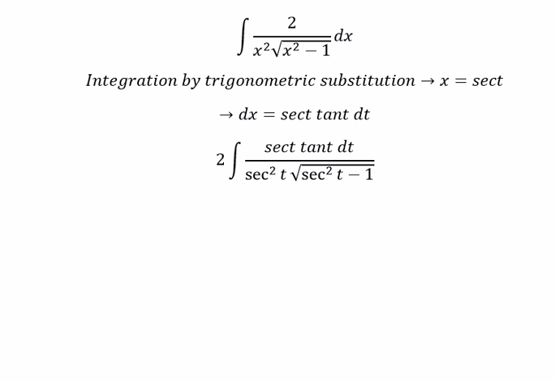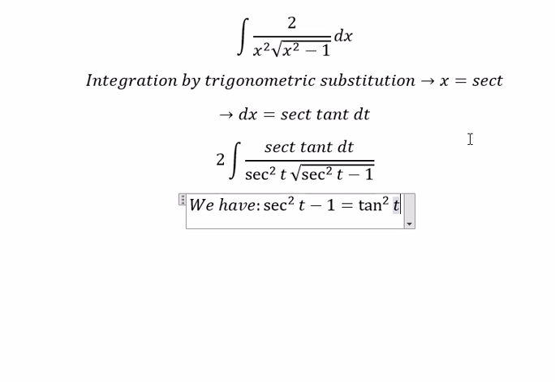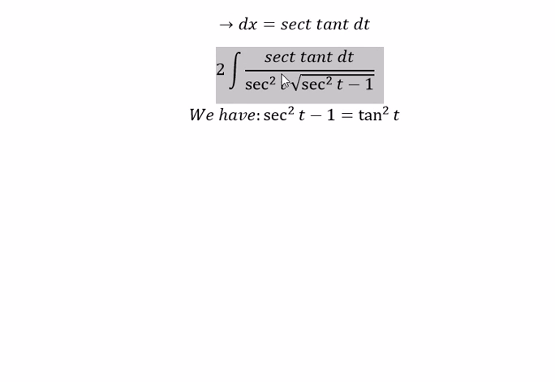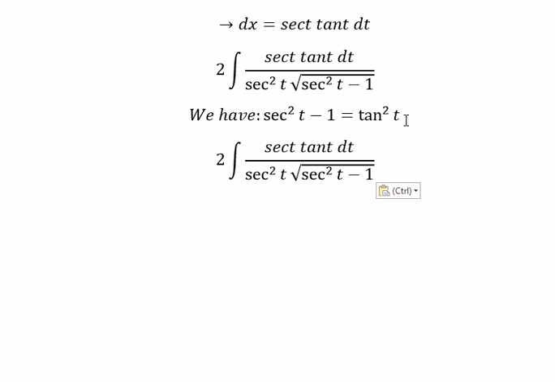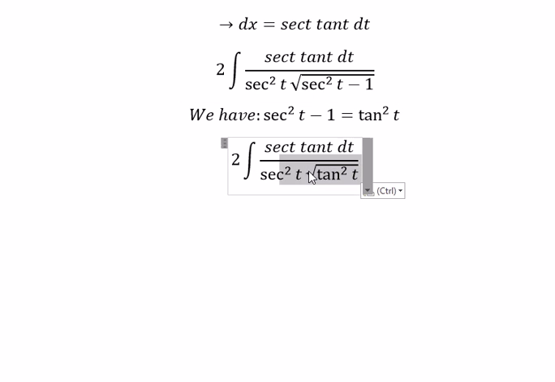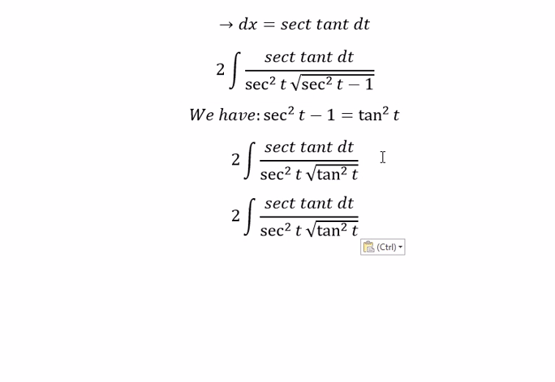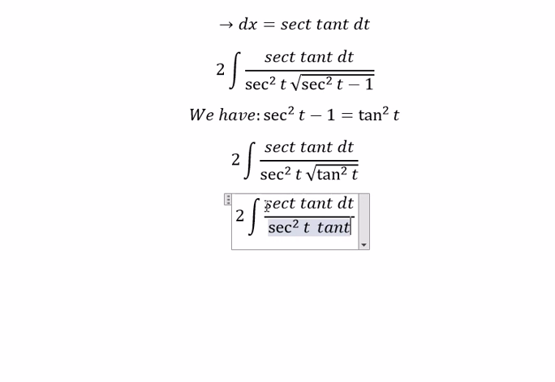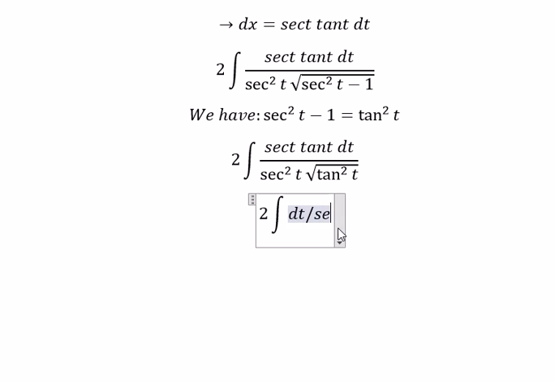Next we have secant of t squared minus 1 equal to tan t squared. So we put tan t squared in here. The square root of tan t squared, you got tan t. This one and this one, they will cancel together, and you got dt over secant of t.